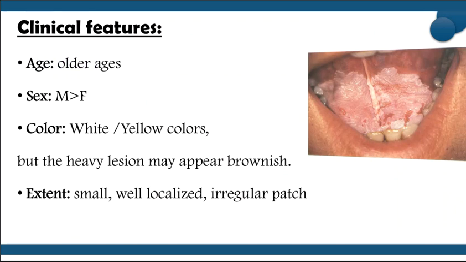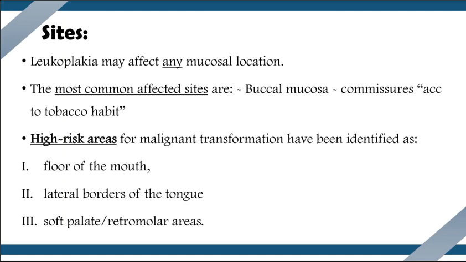Okay, let's go for the features. Age: older age. Sex: males are affected more than females. Color: commonly it's white, sometimes yellow, and when it is a heavy lesion, it may appear brownish. Extent: it may be a small, well recognized and irregular patch. The most important thing is that it is irregular and well recognized, but its size is questionable, according to many factors. Leukoplakia mainly affects people who are heavy smokers or use tobacco heavily, or any type of tobacco; it is most common in these people.